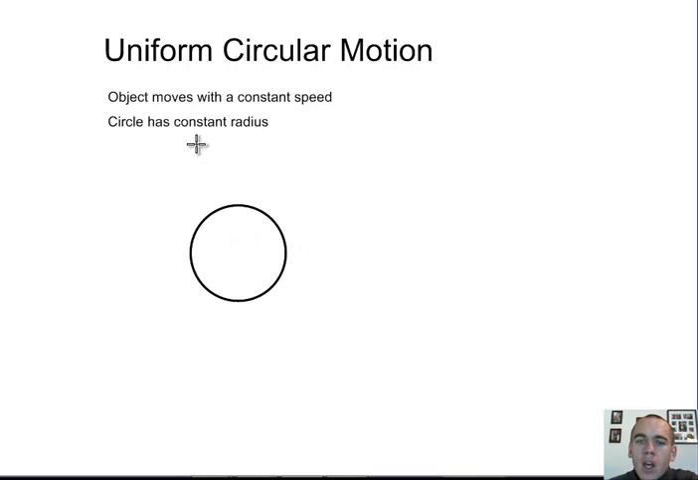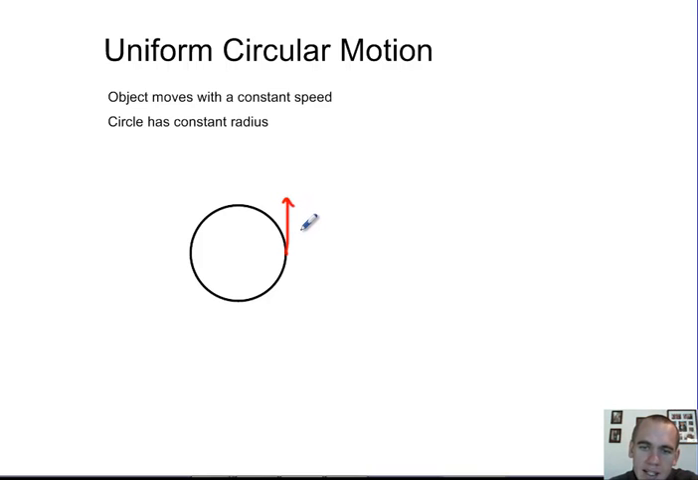Okay? And so when I say uniform circular motion, I mean two things. I mean the circle has a constant radius r, so I don't have ellipses or ovals or anything like that. And also that the object is moving with a constant speed. Now, this is a little bit misleading because we tend to think of velocity and speed as the same thing, but they're not. So consider an object undergoing uniform circular motion.